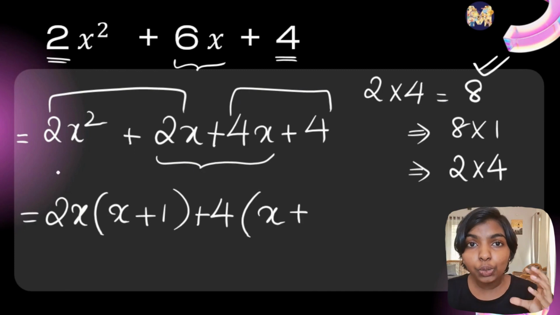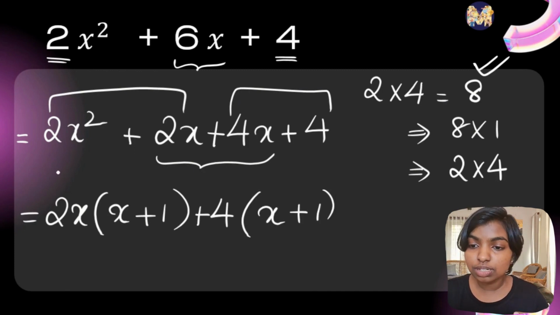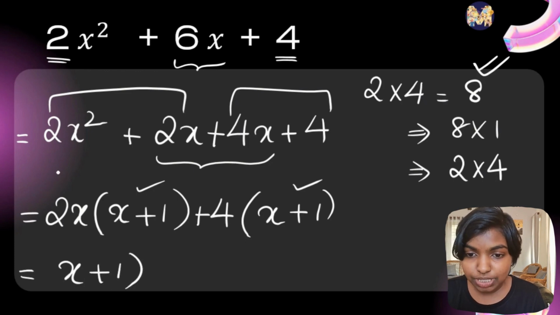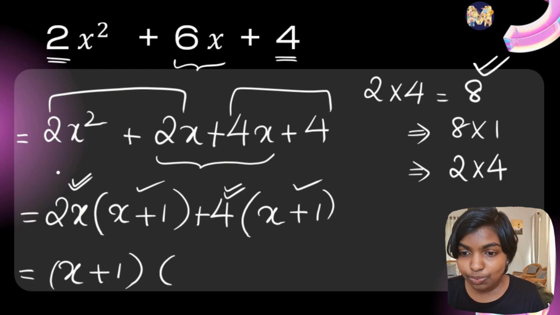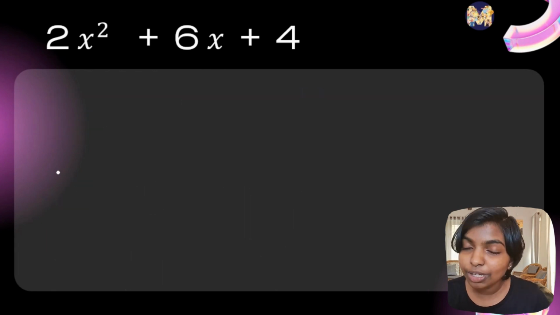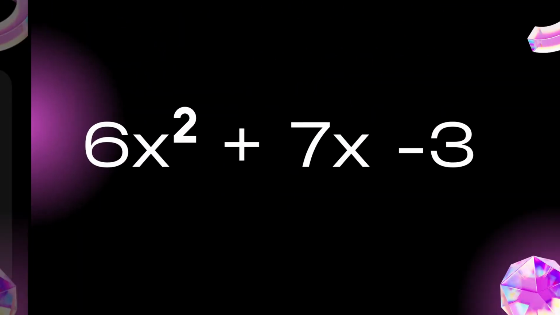And remember, our goal here is to make these two terms the same. After taking the common out, whatever we have left should be the same in both the cases. Because in the next step, we're going to be taking this x plus 1 common. When we take this x plus 1 common, we would be left with a 2x here and a plus 4 here. So we have the factors x plus 1 and 2x plus 4 as the answer to the question 2x squared plus 6x plus 4.